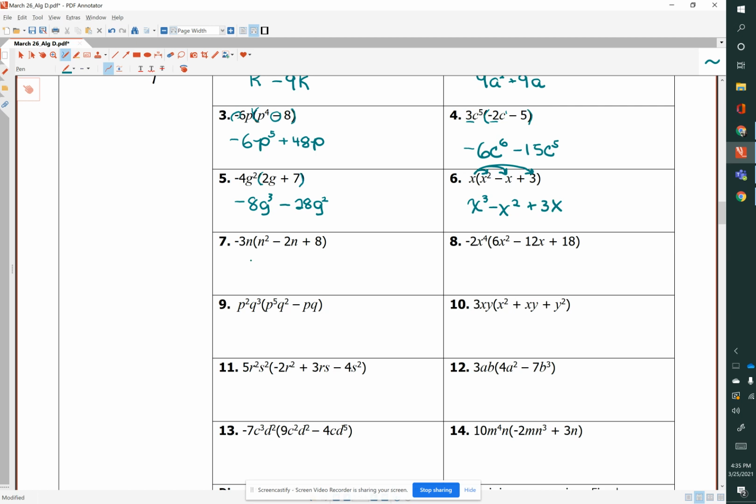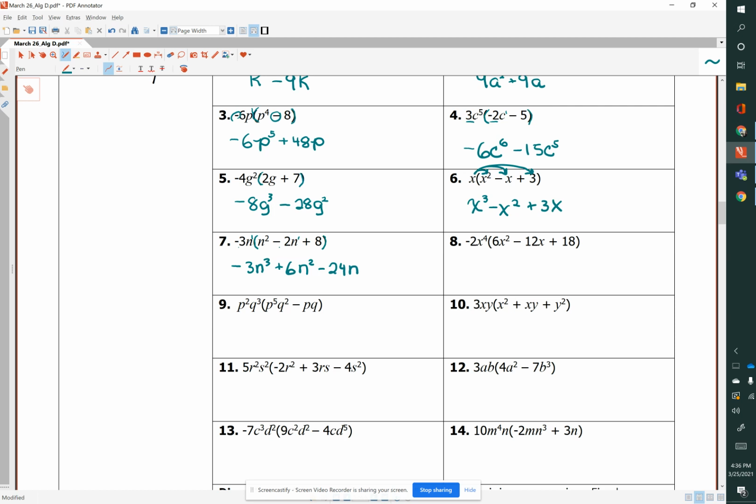And number 7, we have negative 3n multiplied by this trinomial n squared minus 2n plus 8. So negative 3n times n squared is negative 3n, 2 plus 1, 3. Negative 3 times negative 2 is positive 6, and we have a 1 exponent on each of those, so that would be n squared. And then negative 3 times positive 8 is negative 24, and we have our n. Final answer.